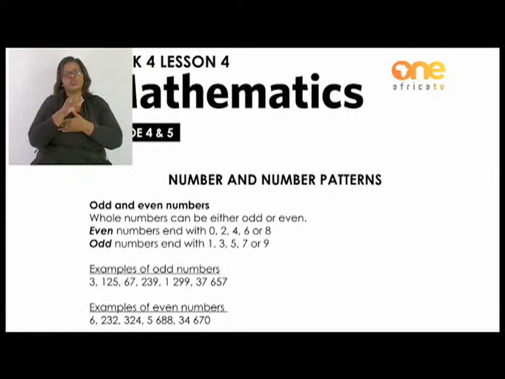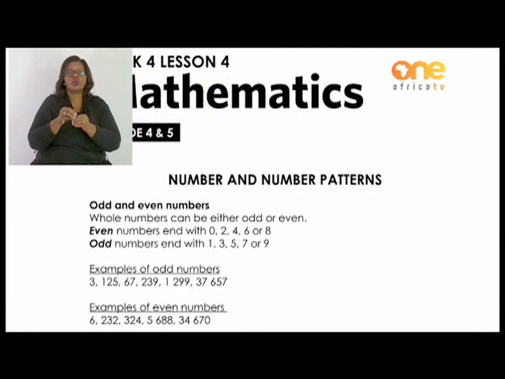The first one is 3, 125, the second one, third one, 67, then 239, 1,299, 37,657. So when you are identifying odd numbers, you are just looking at the last number. If the last number is ending with one of the numbers which are listed on top, it means it's an odd number.